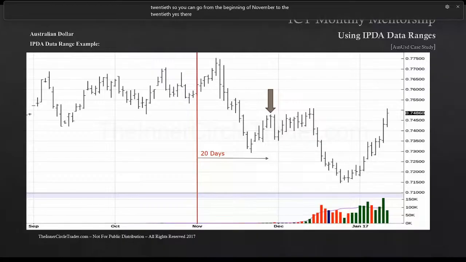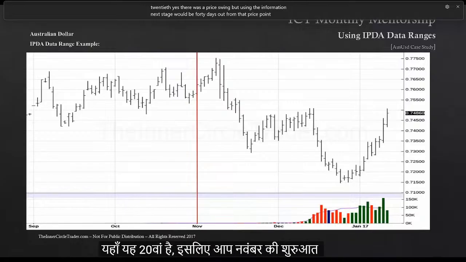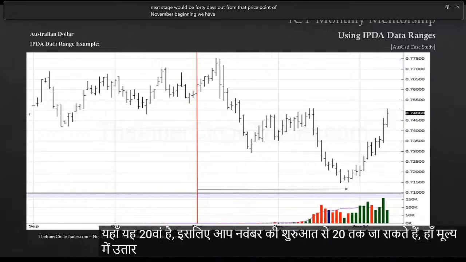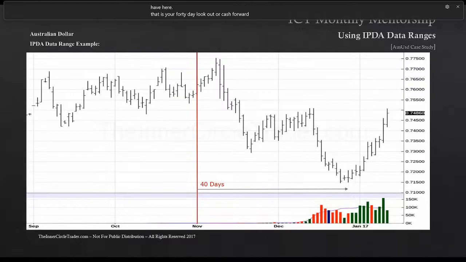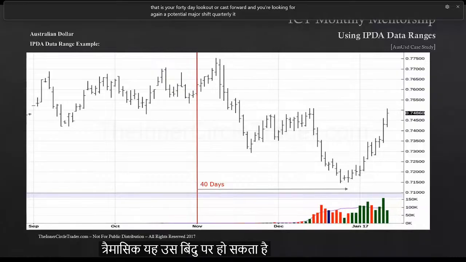Yes, there was a price swing, but using the information, the next stage would be 40 days out from that price point at the beginning of November. We have it here. That is your 40-day lookout or cast forward. And you're looking for, again, a potential major shift quarterly. It can happen at that point.